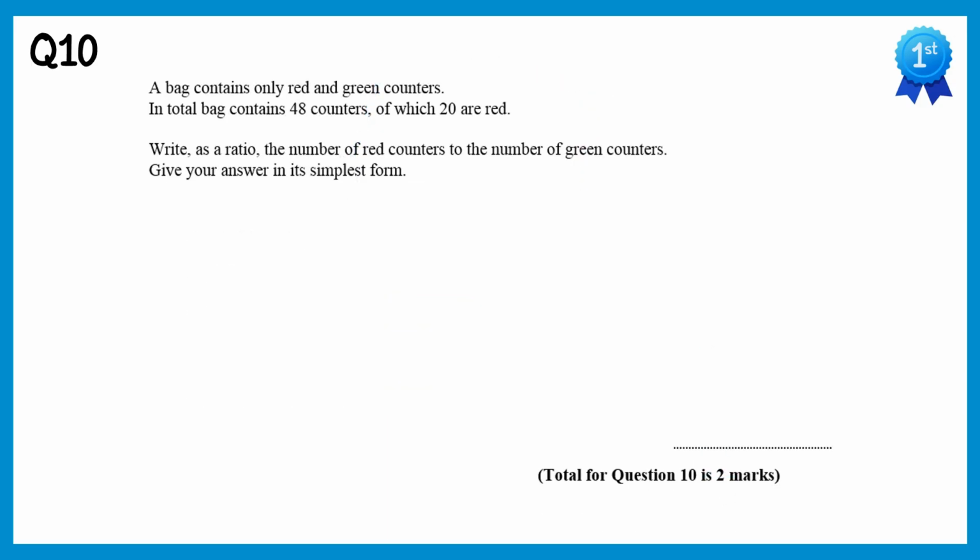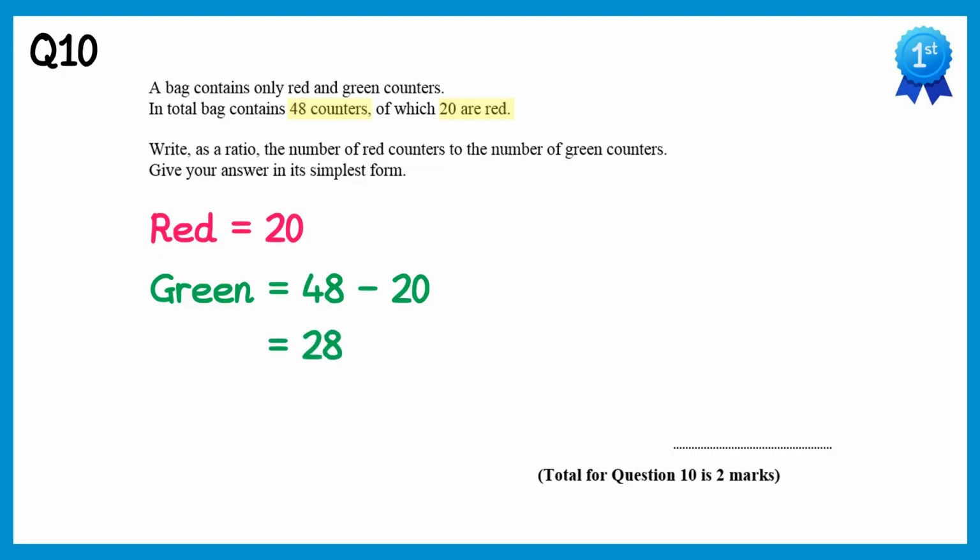In this question, we have 48 counters and we're told 20 are red. So if we write down red equals 20, since the counters are only red and green, we can do the total, take away the 20 red to get the number of green. So green is 48 take away 20, which is 28.